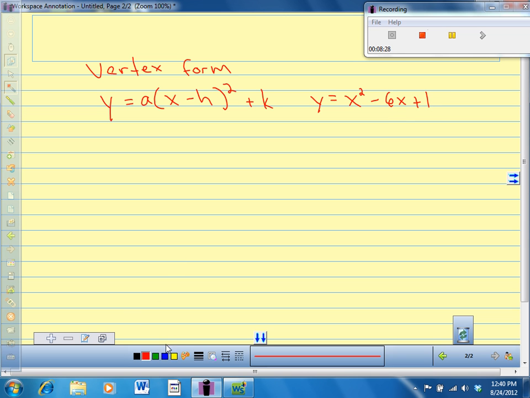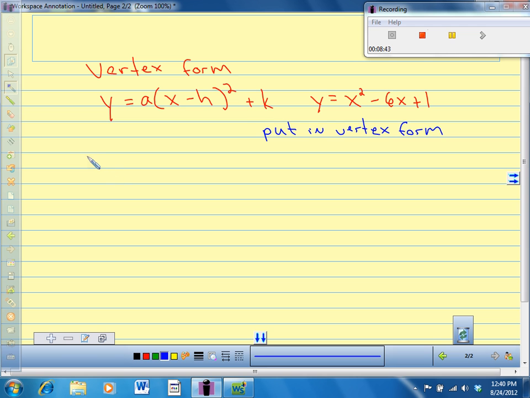And they tell you, put it in vertex form and sketch the graph. Okay? So that's what we're going to try to do. So you have to do that thing called completing the square. Remember that? Some of you remember that?